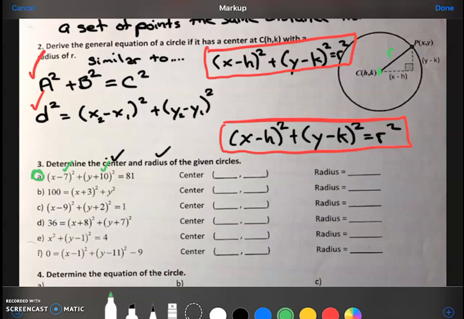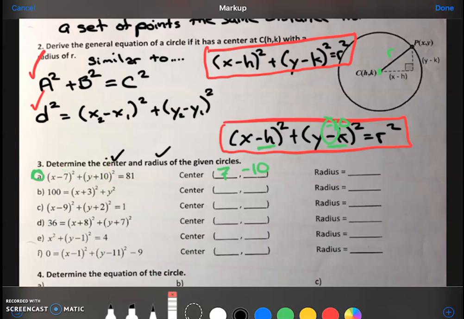Now the equation already says that the center is negative h, negative k. So if you already have a negative there, the center is actually positive 7. And then the 10 is positive in the equation, so the center is not positive 10, it is actually negative 10. Because if you put a negative 10 right here next to this already existing negative in the equation, it turns it into this positive 10. So the center is actually positive 7, negative 10.